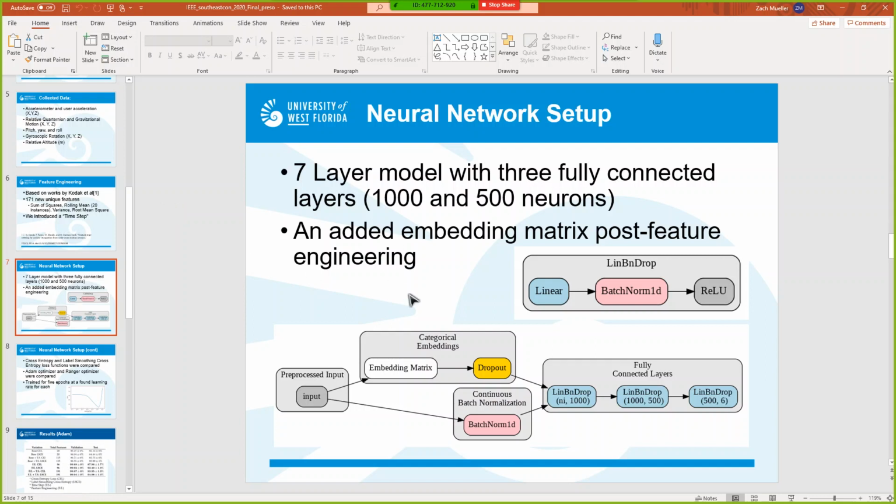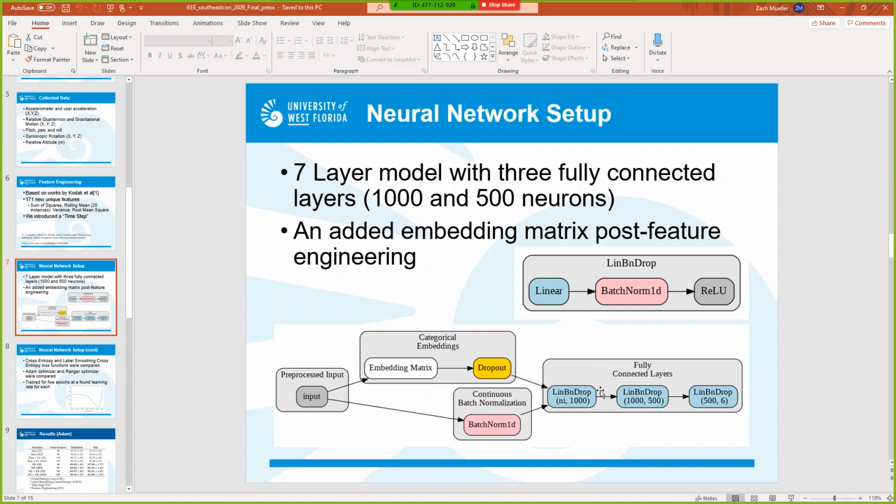Now, our neural networks themselves was about a 7-layer model. It had 3 fully connected layers that you can see here, 1000, 1000 by 500, and then this 500 by 6 as our output layer. And each of these linear layers had a linear batch norm and a ReLU activation function.